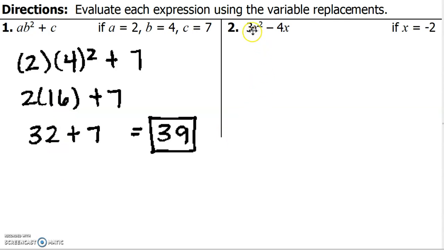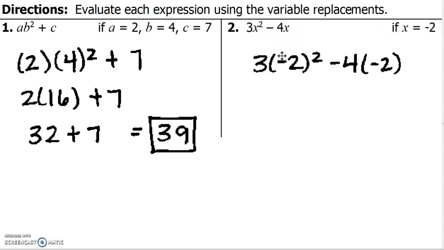In the next example, we have 3x squared minus 4x. Notice we only have one variable in this expression, so we only have one variable to substitute for. So if we substitute that same value, -2, in every time we see the x, this is what it's going to look like. We'll have 3 parentheses around that -2 squared minus 4 parentheses -2. Once again, these parentheses are not grouping parentheses. These parentheses are multiplication parentheses.